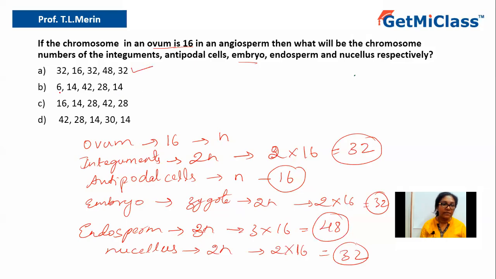Whereas option B, which says 6, 14, 42, 28, 14, is wrong because we didn't get 6 anywhere. Option C says 16, 14. Again, you don't get 14, because the ovum itself has 16, and you don't get less than that. Hence it is ruled out. Option D says 42, 28, 14, so integuments 14, and antipodals 28, which is totally wrong.